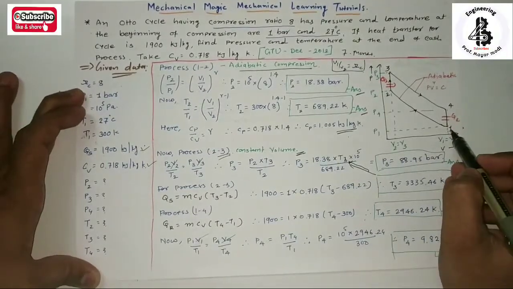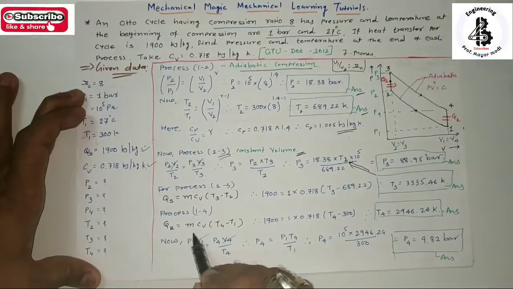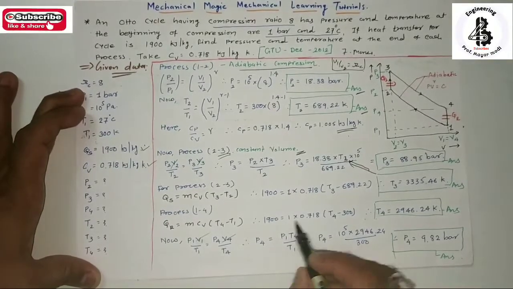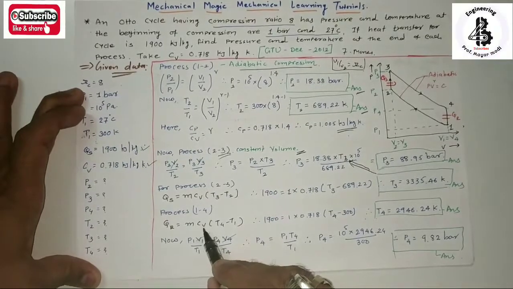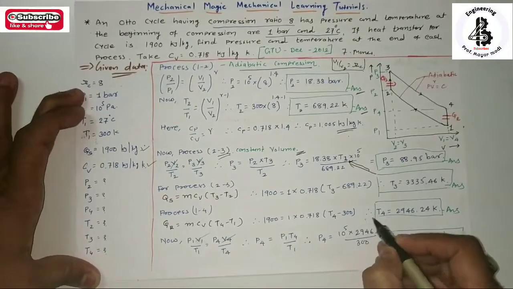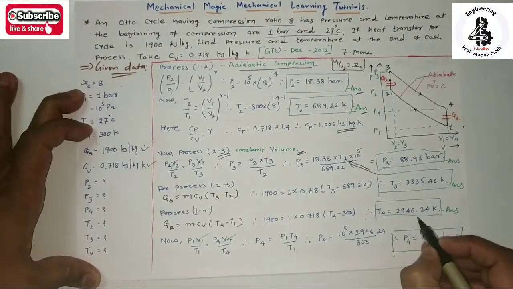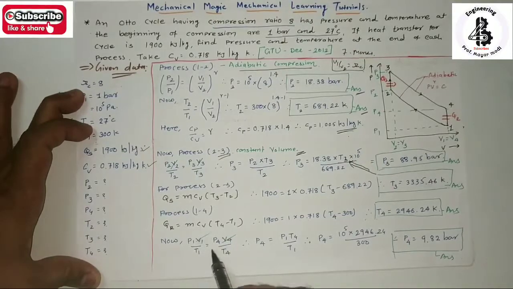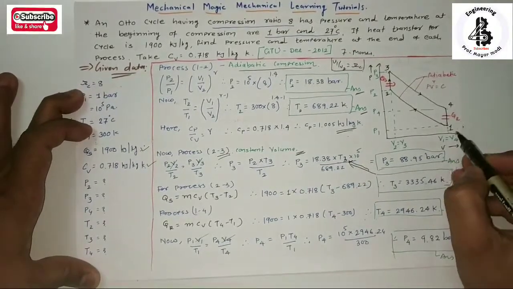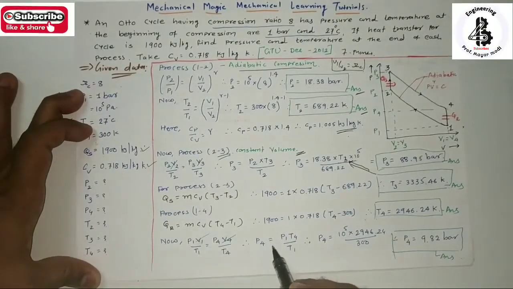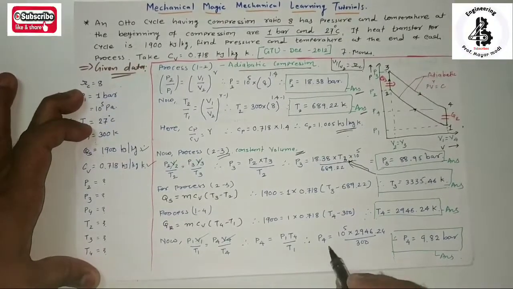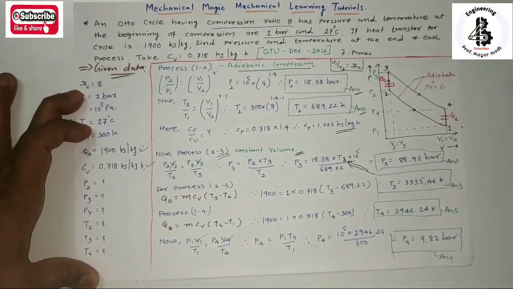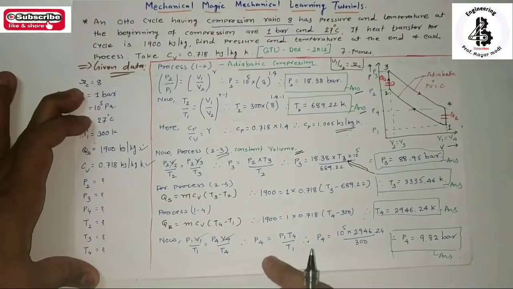Now for process 4 to 1, heat rejection Qr equals m Cv into T4 minus T1. Once again, similarly 1900 for 1 kg and constant volume heat rejection process, so T4 minus T1. So you will get the answer of T4, that will be 2946.24 Kelvin. Now P1 V1 upon T1 equal to P4 V4 upon T4, and V1 equal to V4. So P4 equal to P1 T4 upon T1, that will be P4 equal to 9.82 bar. So this is the simplest method to calculate the pressure and temperature at the end of each process.